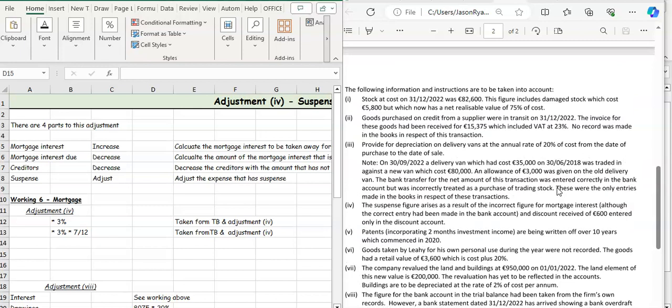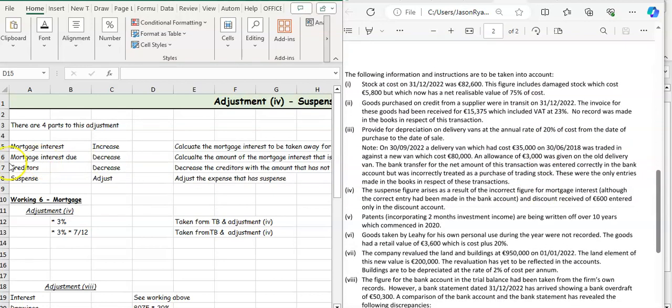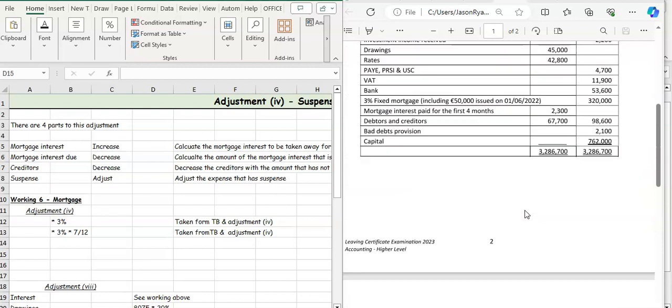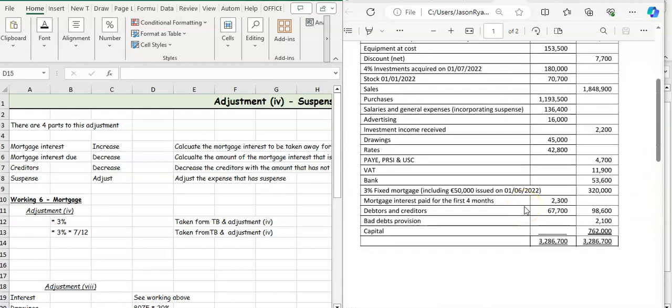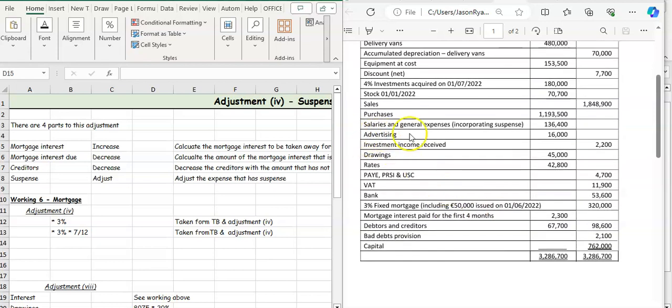So two things we need to do. We need to find out what is the yearly mortgage interest figure, how much we should have paid for the first 3 months. And I like to keep the mortgage interest due, I like to keep these two together. So I'm going to calculate the mortgage interest due here as well. Second part then is saying that the discount received of 600 was entered only in the discount account. If it's discount received, we're getting a discount on the amount of money that we owe, so we need to reduce our creditors. And from those two errors or those two suspense figures, we need to adjust the salary and general expenses figure as well.